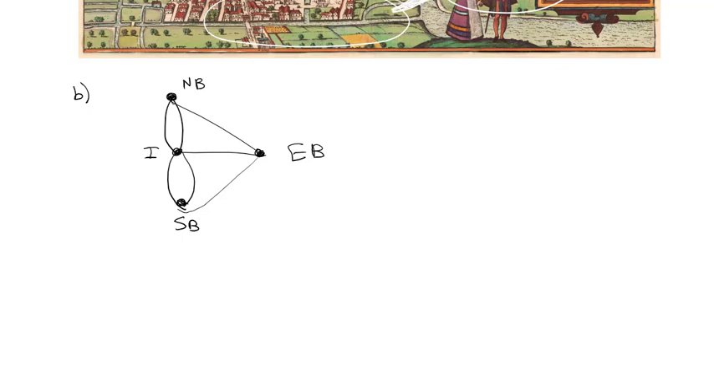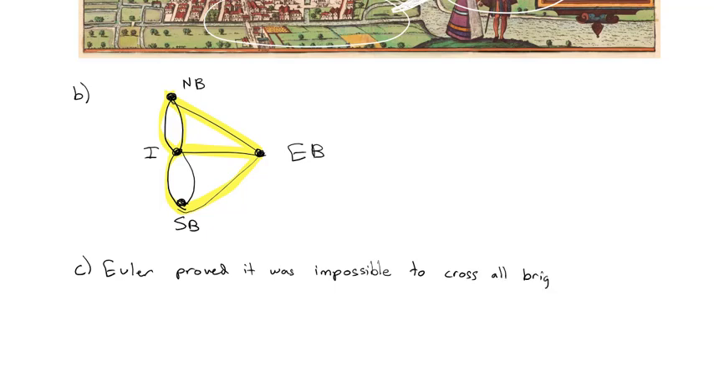And so this might make it easier. Rather than having to walk all day finding a solution, you can now just try highlighting to see if it's possible to highlight all of the bridges, and you'll find it's very, very difficult. In fact, it is so difficult that Euler proved it was impossible to cross all bridges once, without repeating a bridge.